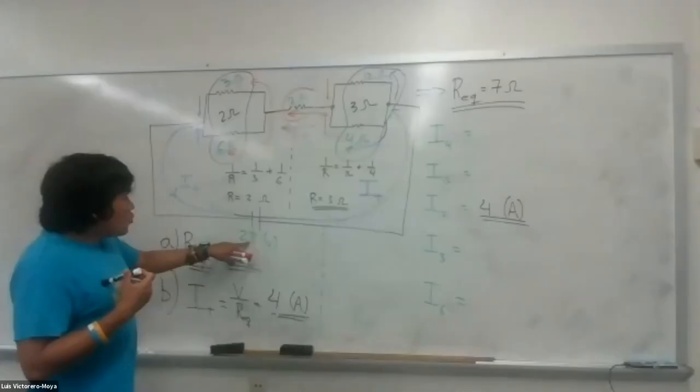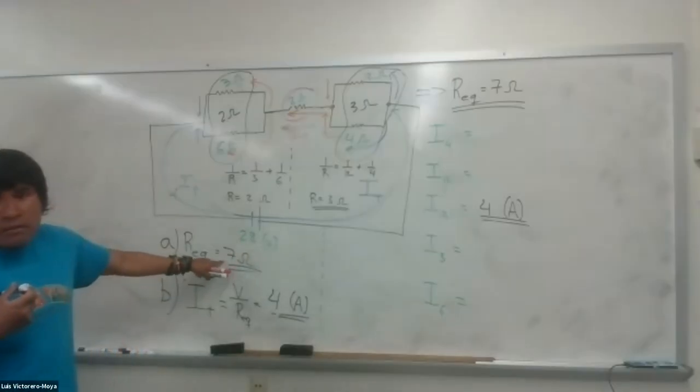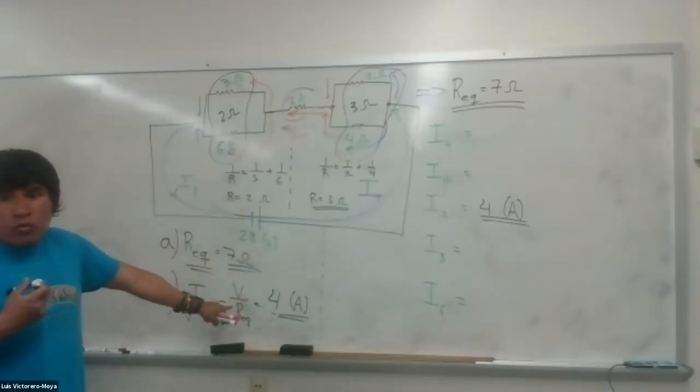Sorry, Professor, can you tell me again how you got 4 amps for the total current on B? Divide 28 by the equivalent resistance. Oh, okay. I was reading that as 23. I'm sorry. All right, so 28 divided by 7, that will give you 4 amperes.